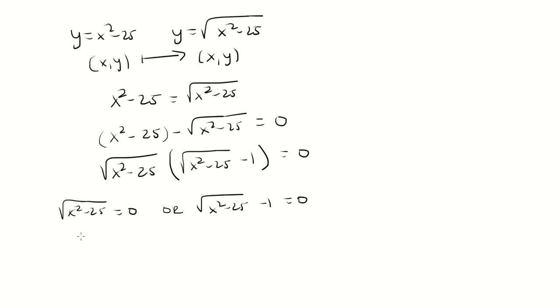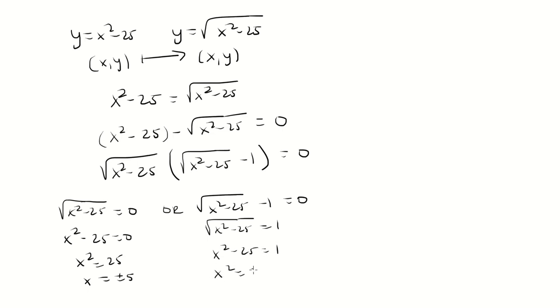On the left here, we can square both sides to get rid of the square root, add the 25, and then take the square root and get plus or minus 5. And on the right, we will add 1 to both sides, square, add the 25, and then take the square root. So we want to get the points, so that means x and y.